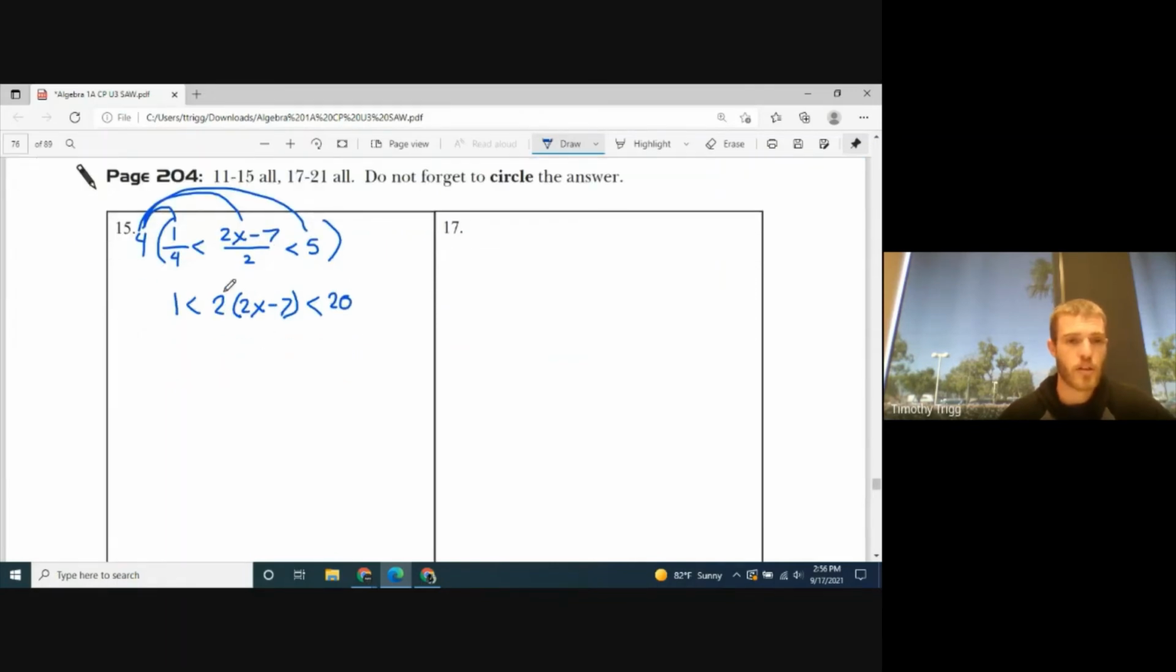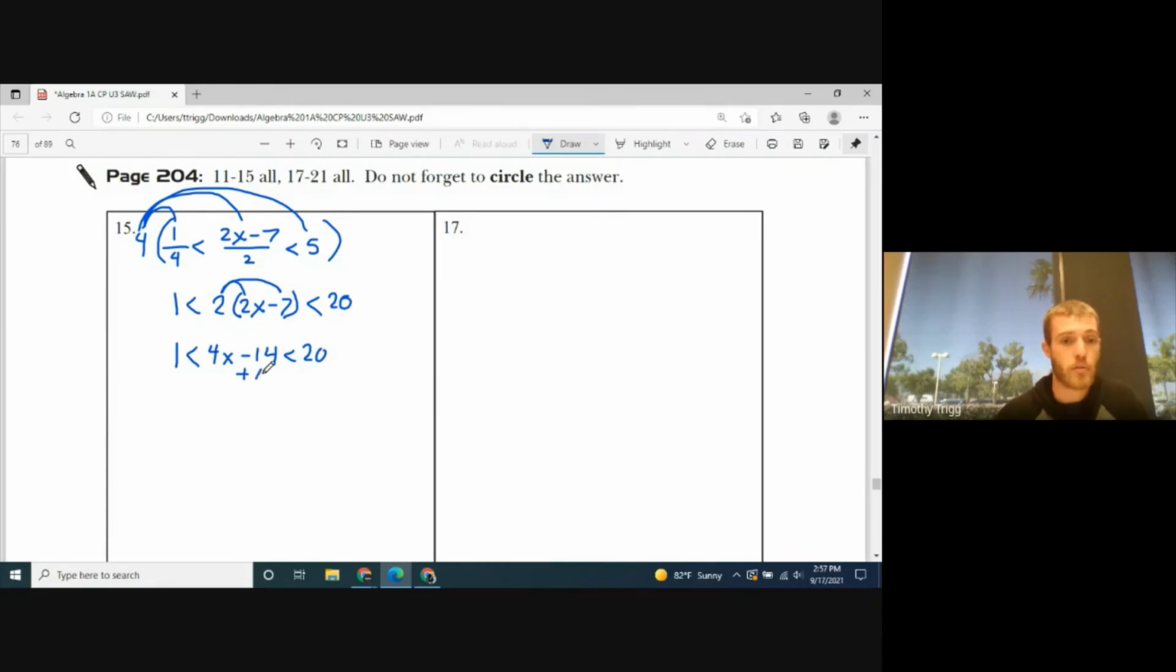Okay. The reason there's this 2 here is because 4 divided by 2 is 2. And so you'd still have to multiply that when you divide it. The 4 divided by 2, that gives you 2. So that 2 needs to multiply with the top here. So what we're going to do now is distribute this 2 to both of these. So that'll be 1 is less than 4x minus 14, which is less than 20.